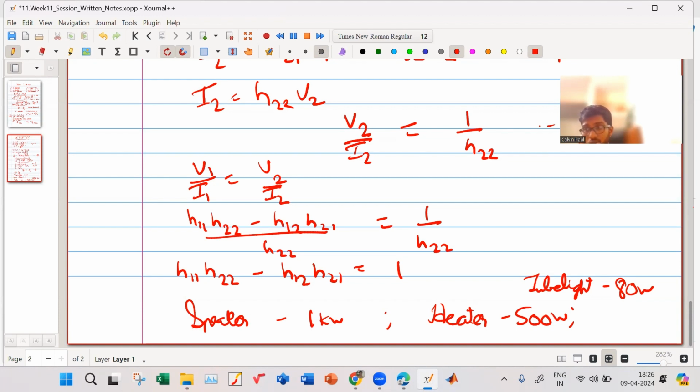Actually, for open circuit parameters, I see this is the confusion. Your load can be in terms of wattage, in terms of impedance, or in terms of current. Now, in this case, your speaker has lower impedance as compared to your heater and tube light. Why?